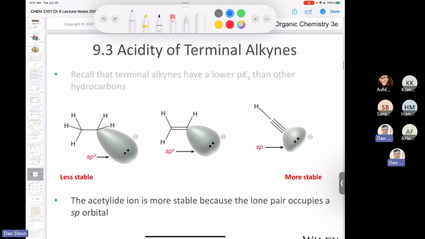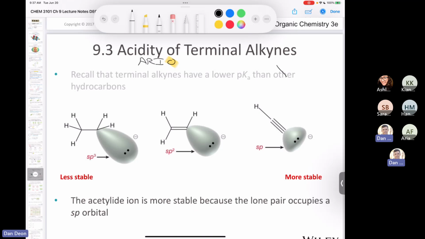So this is just a review of ARIO, right? And it just shows the relative sizes of the sp3, sp2, and sp hybrid orbitals. sp is the smallest, and usually students know this very well at this point. So again, the electrons are very close to the carbon nucleus, so they're more stable, and that's the answer to that. All right, so let's take a look at deprotonating an alkyne.